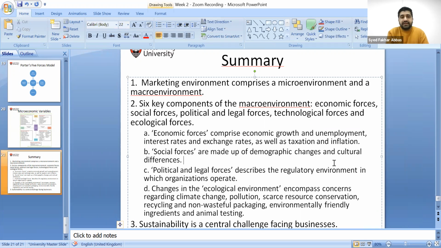Right. So in this chapter, in this week 2, we have discussed the marketing environment. We discussed the micro environment and macro environment. We talked about 6 different components of the macro environment, like economic forces, social forces, political and legal forces, technological forces, and ecological forces. And then we talked about Porter's 5 forces. That was important. And we also discussed the SWOT analysis, which companies mostly do when they are analyzing their business environment. So this was your week number 2 lesson.